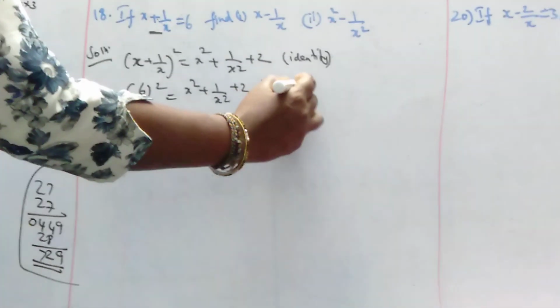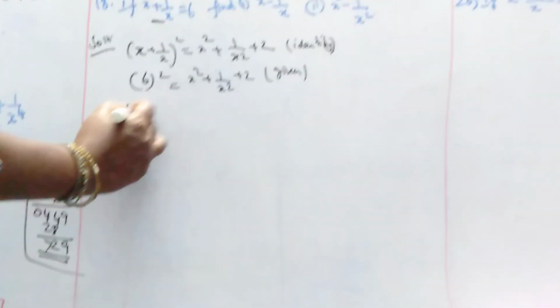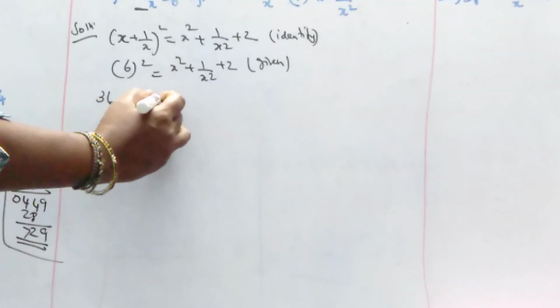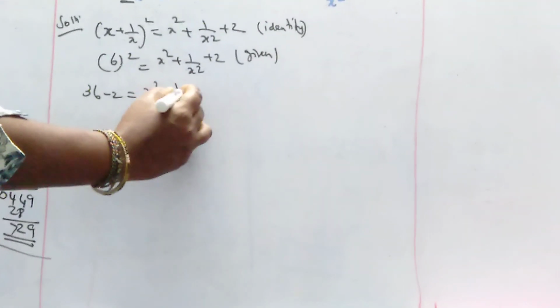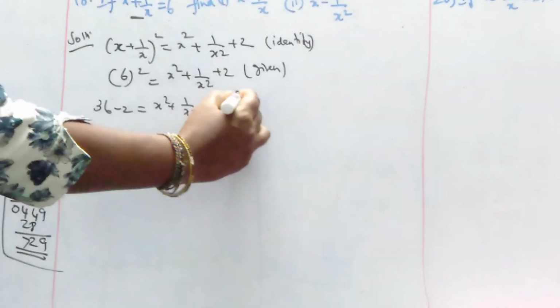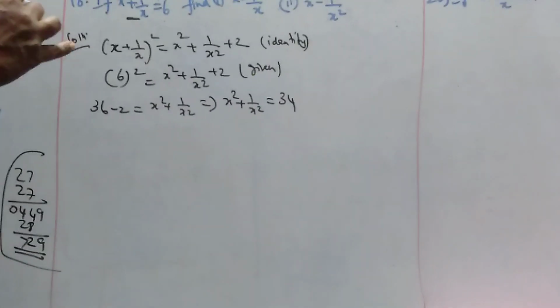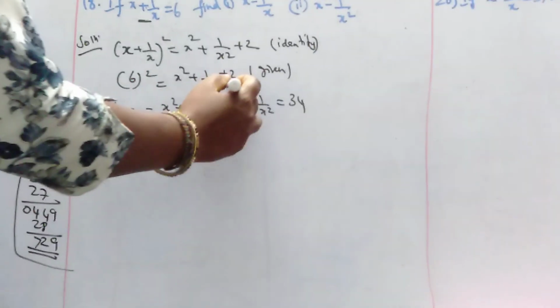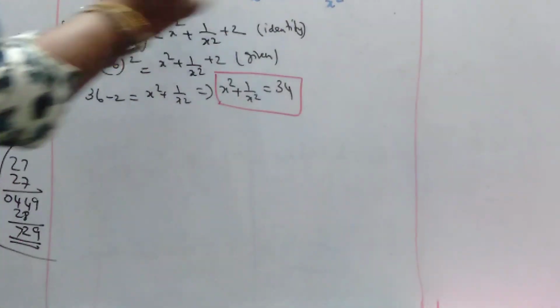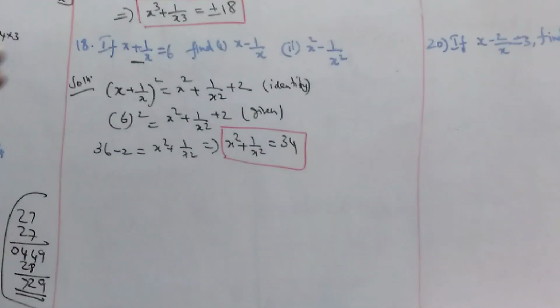So what is given? That is 36. Bring that plus 2 to this side, this will become minus 2. So x square plus 1 by x square equals 34. Okay, we are supposed to use this value for finding the x minus 1 by x term.